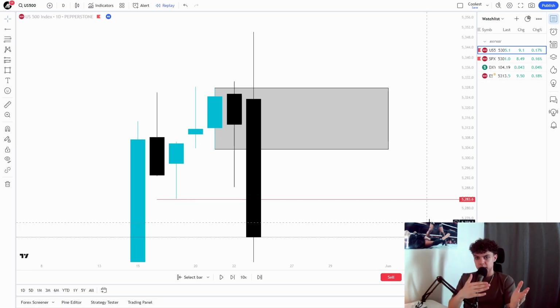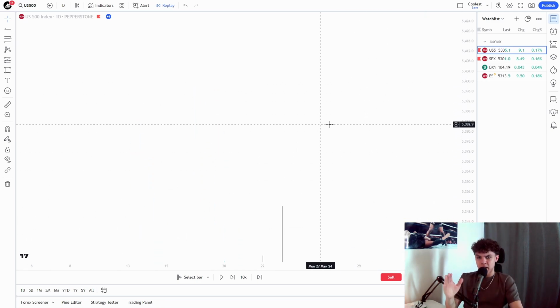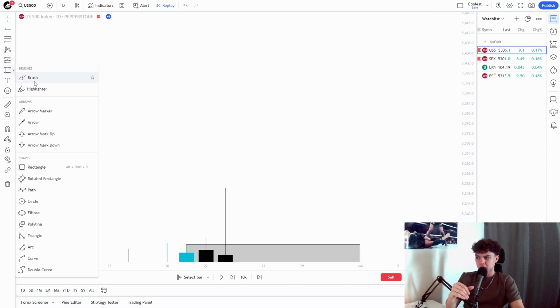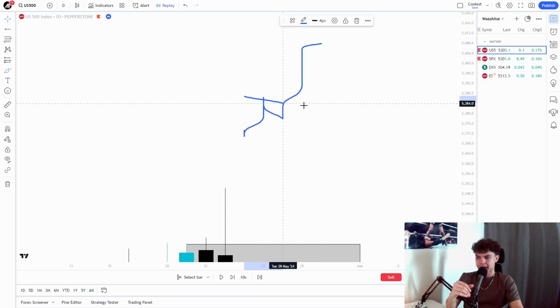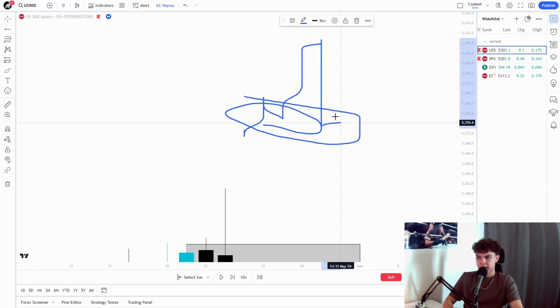Now, vice versa, the bullish order block is the last down candle after a breakout structure to the upside. So with a breakout structure to the upside, the last down candle is the order block, and then it gets here, and then we'll continue.